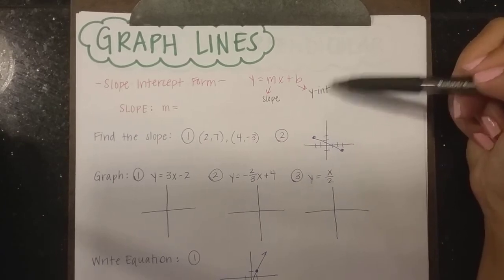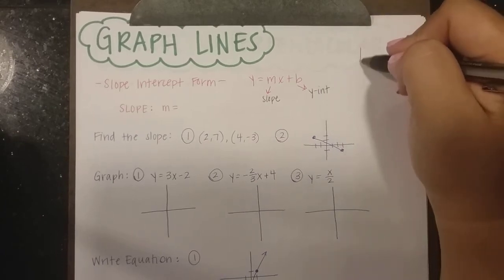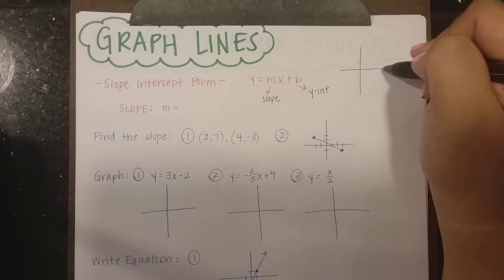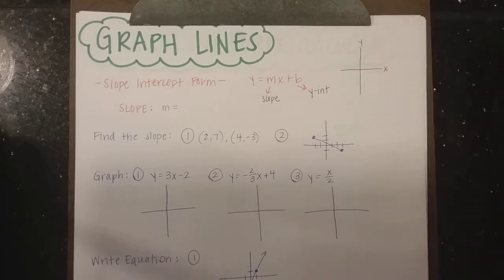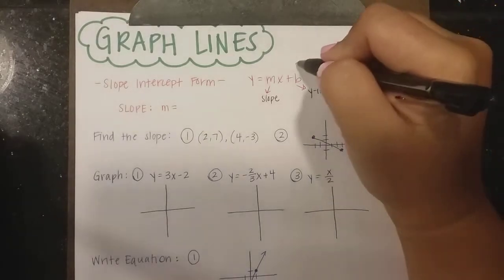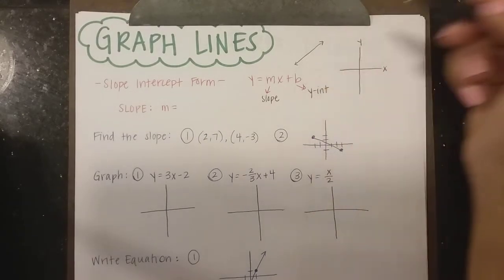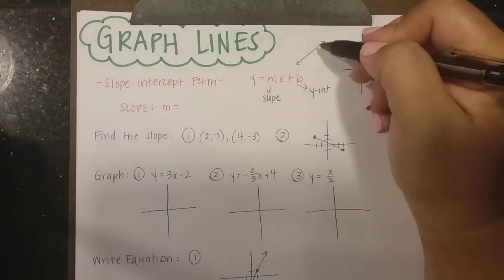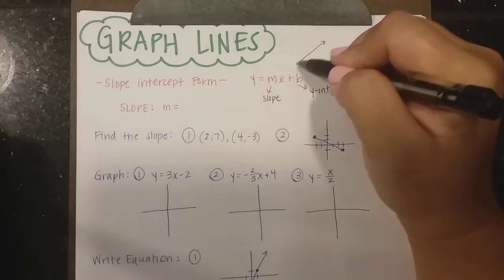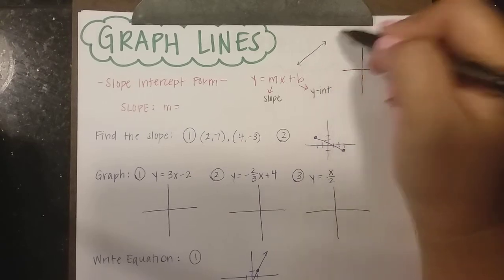Your y-intercept is where the line crosses your y-axis. Just a quick review, you have your x-axis and you have your y-axis. Slope is talking about how steep your line is. So if you imagine you have a line going there, my slope, my steepness, is talking about how steep this line is if I was walking uphill here.